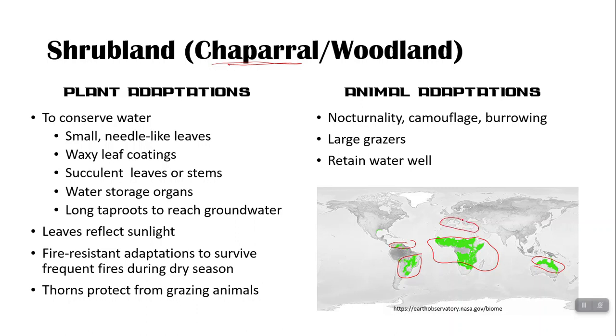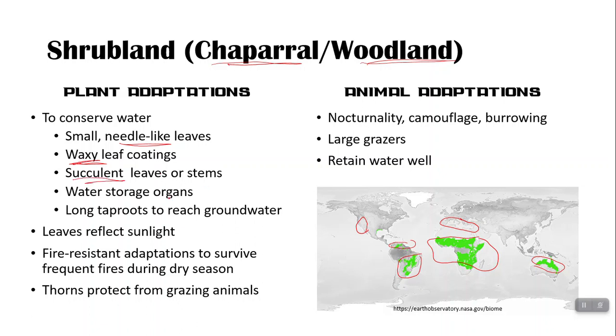That's because it's found around the Mediterranean Sea as well as in California. You can also have a biome called Woodland that's also kind of classified like this. So most of the adaptations are trying to conserve water. So the plants may have needle-like leaves, which helps reduce the amount of water that can exit. They'll be covered in wax to help keep them from losing water.